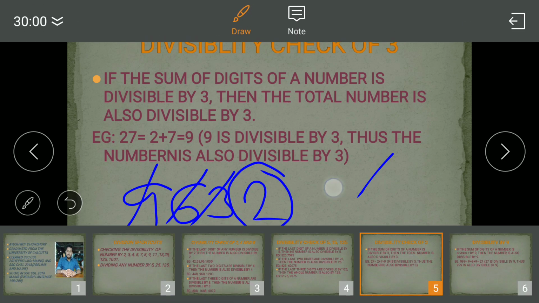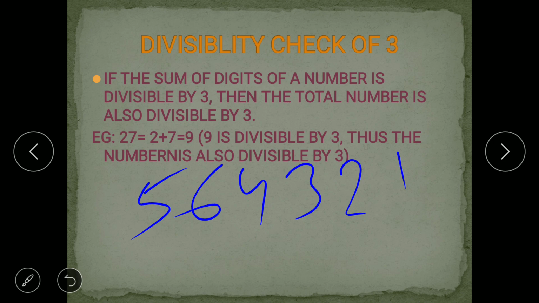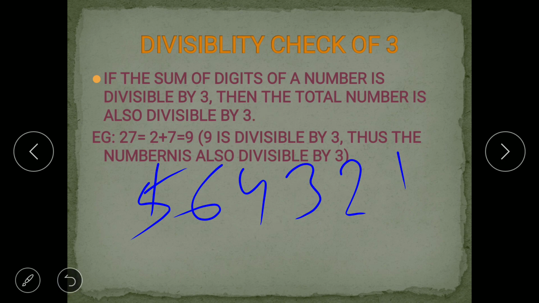Let me show you another example. 5, 6, 4, 3, 2, 1. There is no 9, but you can form 9 here. How? 5 and 4 will give you 9, so cancel them out. 6 and 3 will give you 9, so cancel them out. You are left with 2 plus 1. 2 plus 1 gives you 3. As 3, that is the sum of 2 and 1, is divisible by 3, therefore we can say that this total number is also divisible by 3. So 5, 6, 4, 3, 2, 1 is also divisible by 3. Clear? Okay.